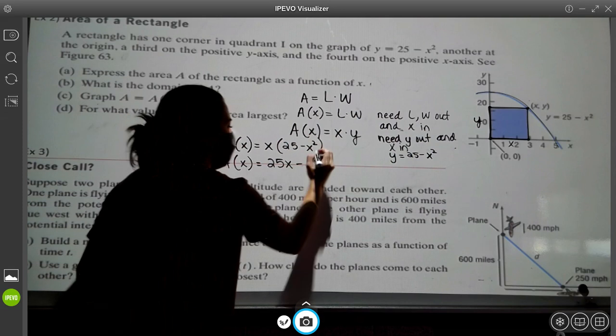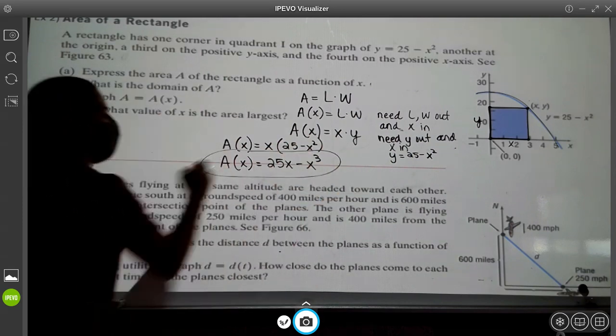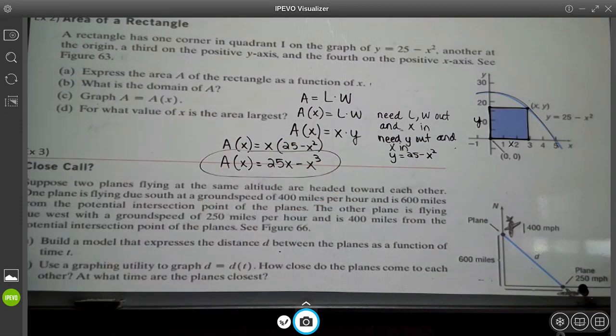And then we're just going to distribute to clean it up. And there it is. You have just written the area of that rectangle as a function of x. Let me pause. How did that feel? That's the setup. That's part A. Part A is done. We have written the area as a function of x.